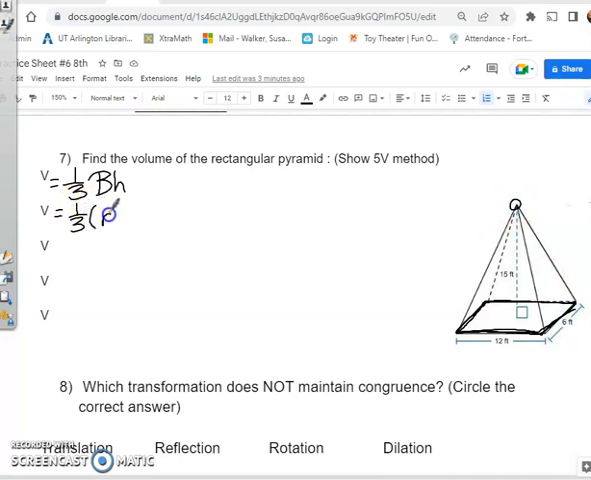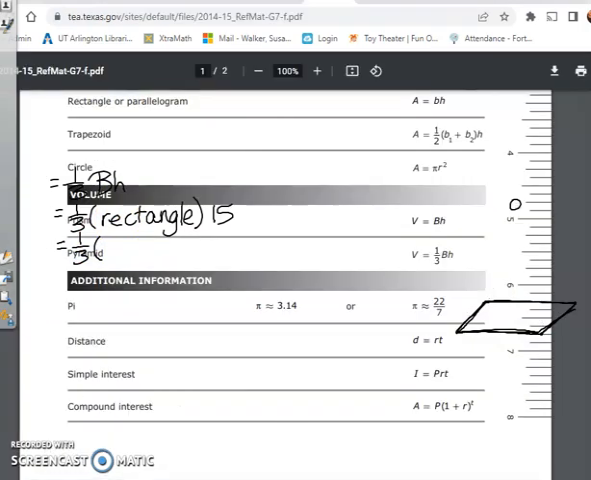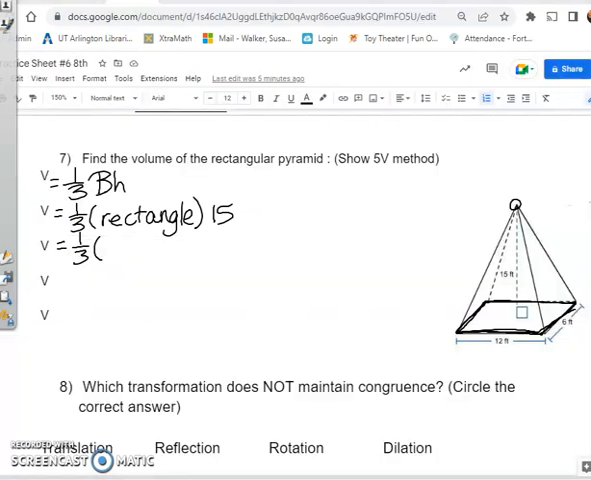1/3 big B is a rectangle because the base is a rectangle. And then the height or the altitude is 15. Okay. 1/3. I need the formula for area of a rectangle. Right there. Little BH. Oh, I should have put height here. I'm going to put 15 over here. Okay. Sorry about that. Let me just make sure I don't throw you off. Perfect.